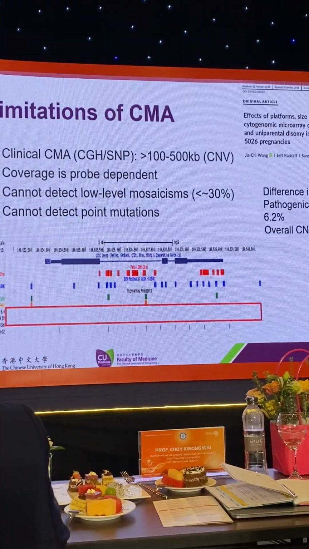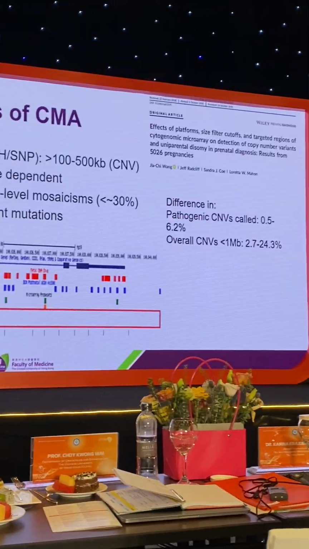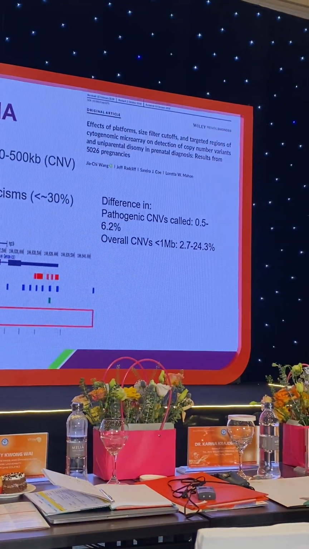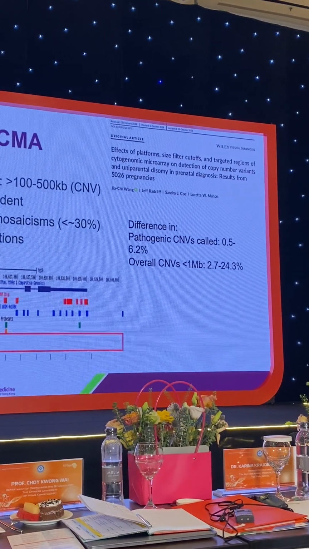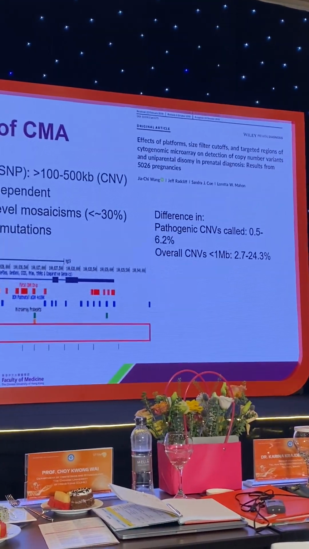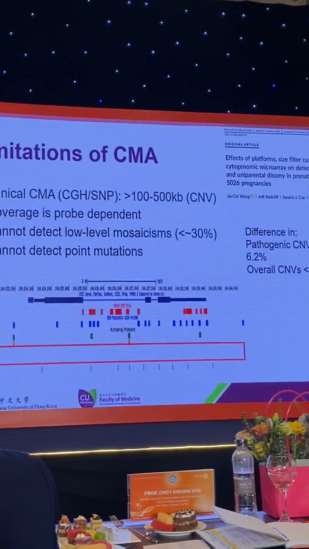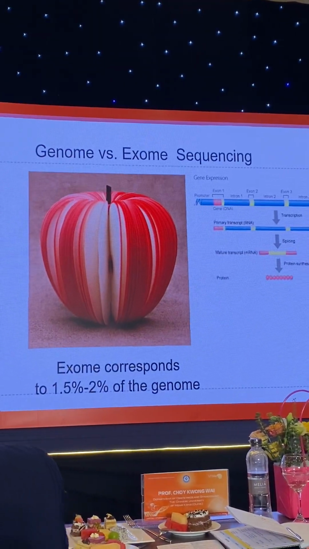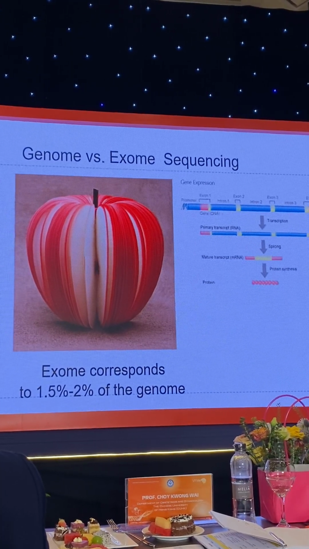Okay? And also for microarray, our report is that we only detect anything pathogenic larger than 100 kilobase pairs. Right? Remember my first slide? We have genes with point mutations. Point mutations were out of the scope of this method. That's why after CMA, we still need to consider what's next. That's why we have genome sequencing and exon sequencing.